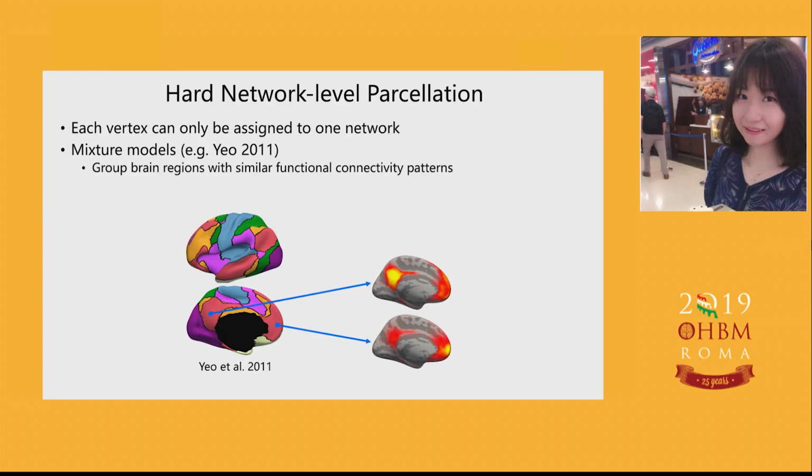The mixture model is trying to group the brain regions with similar functional connectivity patterns together. For example, in this case, the posterior cingulate cortex and the medial prefrontal cortex have very similar functional connectivity patterns. Therefore, they are both assigned to the default network. However, for this region, even though it's spatially close to the PCC, the functional connectivity pattern is very different. Therefore, it's assigned to a different network.